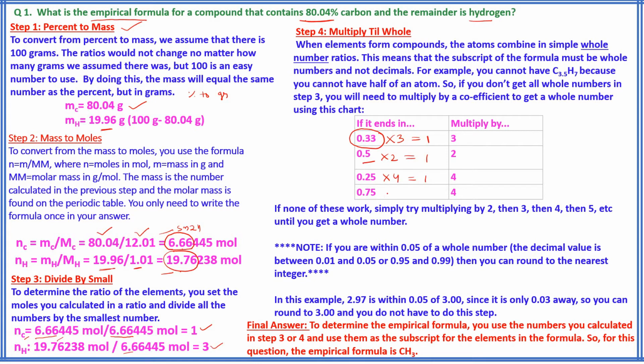In this way, for 0.75, multiply this one with 4, and we get 3. Something like 0.75 into 2 is 1.5. Multiply that one with 2, and we are going to get 3 here.